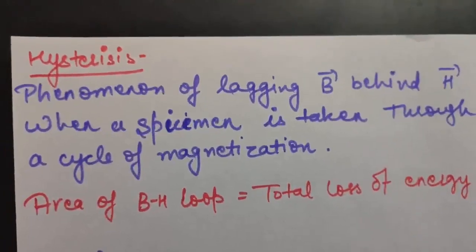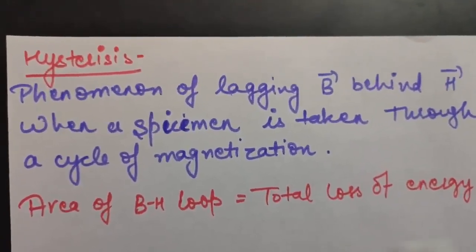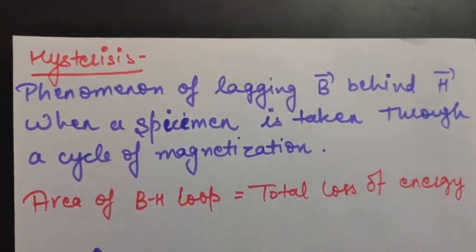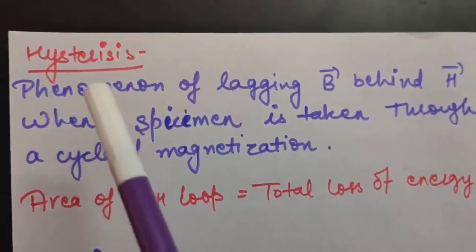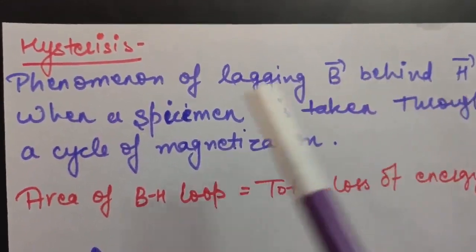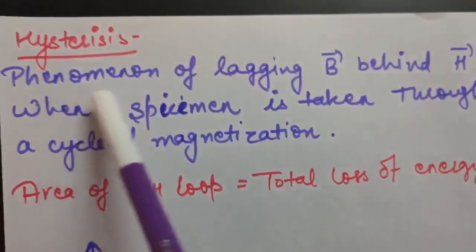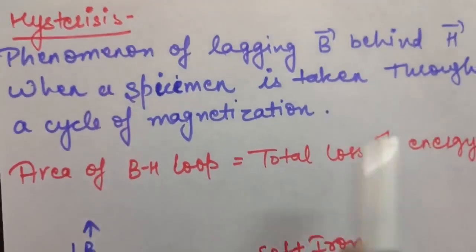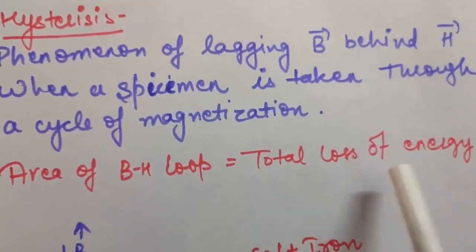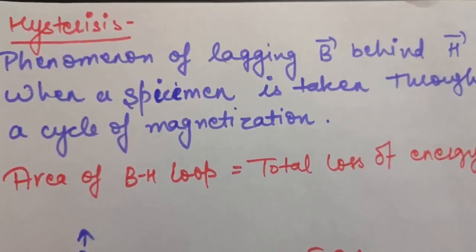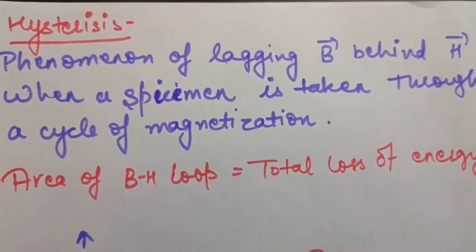Now as we have seen in this loop, B was lagging behind H. That is, even when H was 0, B was not 0. So the phenomenon of B lagging behind H when a specimen is taken through a cycle of magnetization is called hysteresis. And the area under this BH curve gives you the total loss of energy that takes place due to the magnetization. Okay, so these are another two terms.